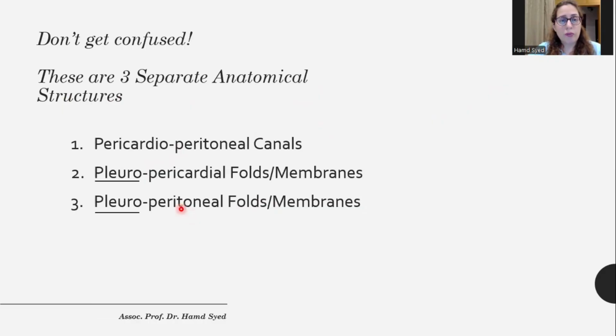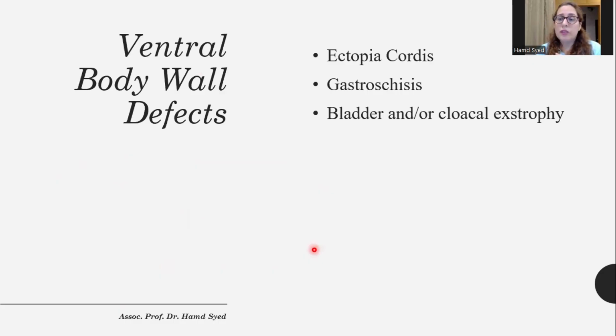And remember, two of these start with the word pleuro, and the third one starts with the word pericardio. So these are separate anatomical structures. Now that we've discussed the formation of body cavities, we're going to talk about the ventral body wall defects. If there is a defect known as the ventral body wall defect, we would assume that the body wall closure has been incomplete, and that can lead to different clinical conditions, different congenital abnormalities. Namely, we're going to talk about ectopia cordis, gastroschisis, and the bladder and cloacal exstrophy.